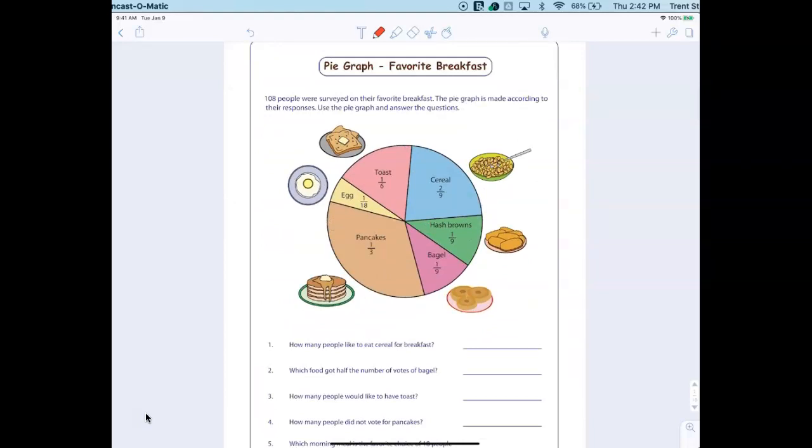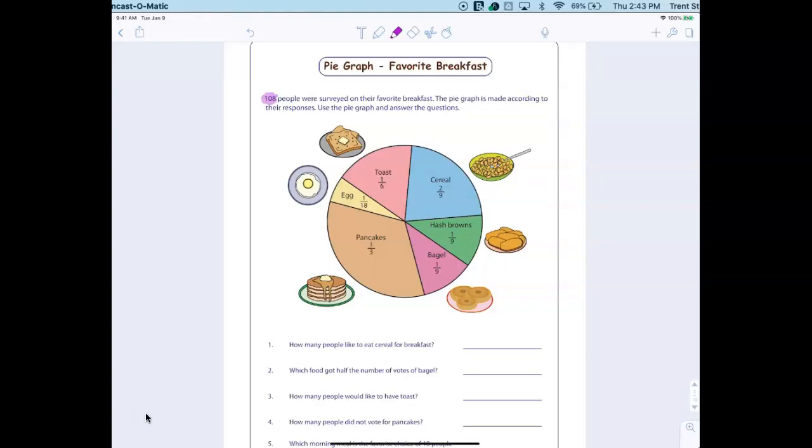All right. Now, for this right here, what I need for you to understand now is how many people took this survey? 108 people took the survey. How do we know that? Because we read it. So 108 people took the survey. Now what we're going to do is translate that 108 total into the individual pieces. It says 108 people were surveyed on their favorite breakfast. The pie graph is made according to their responses. Use the pie graph and answer the question.